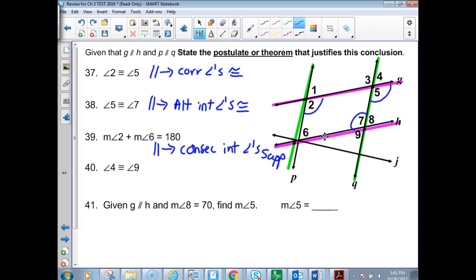And 4 and 9 are congruent, alternate exterior angles. Parallel implies alternate exterior angles are congruent. And finally, given G parallel to H, the measure of angle 8 is 80. Find the measure of angle 5. It would be 100 because those two are supplementary. Consecutive interior angles are supplementary.